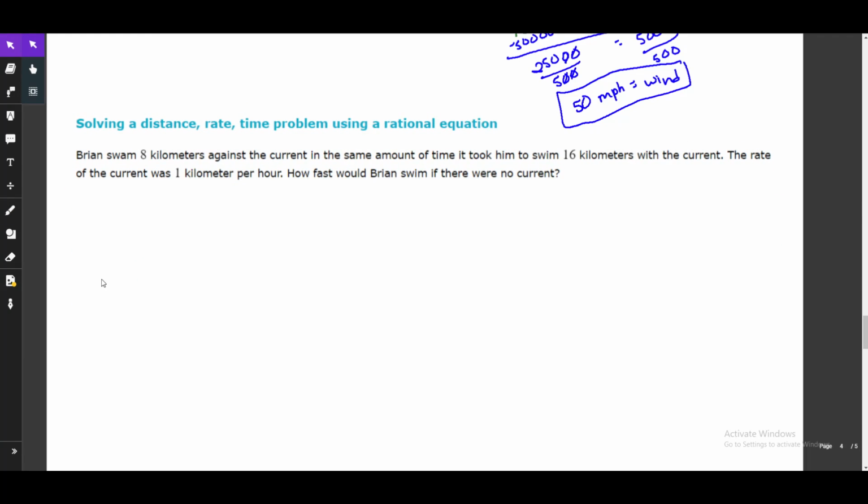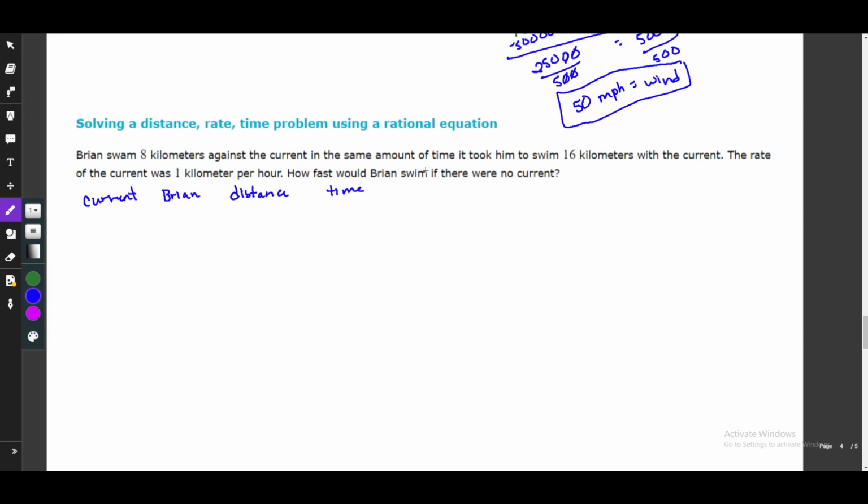All right, this time we have Brian swam 8 kilometers against the current in the same amount of time it took him to swim 16 kilometers with the current. The rate of the current was 1 kilometer per hour. How fast would Brian swim if there was no current? All right, so looking at the problem, we have current, we have Brian, we have distance, we have time.